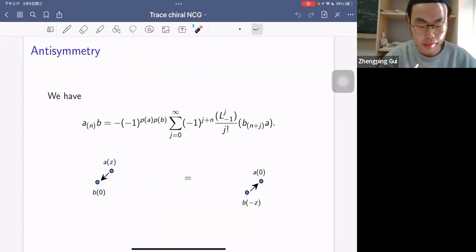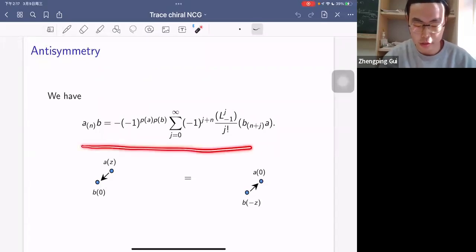There are several properties satisfied by the vertex operators. If we fix an element at the origin and the vertex operator is inserted at the point z, we can use a conformal transformation to move z to the origin. Now this vertex operator becomes dependent on z minus z. Because it is a conformal field theory, the conformal invariance tells you that these two expressions are essentially the same, and we can translate this into explicit formulas, described by this formula.